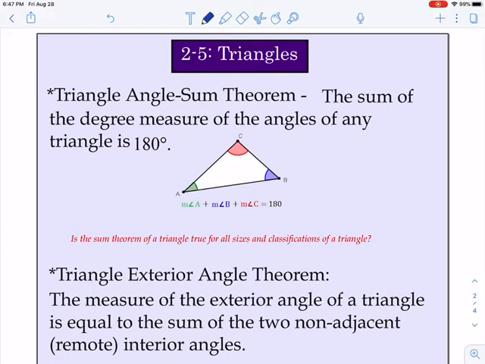Okay, so the triangle sum theorem. The sum of the degree measure of the angles of any triangle is 180. So if you take in the picture below angle A and add it to the measure of angle B and then add that to the measure of angle C, it has to equal 180. And then in red below that, it says, is the sum theorem of a triangle true for all sizes and classifications of a triangle? And yes, it is. No matter how big or small your triangle is, or if it's an obtuse triangle, an acute triangle, a right triangle, it doesn't matter. All three angles are always going to add up to 180 degrees.